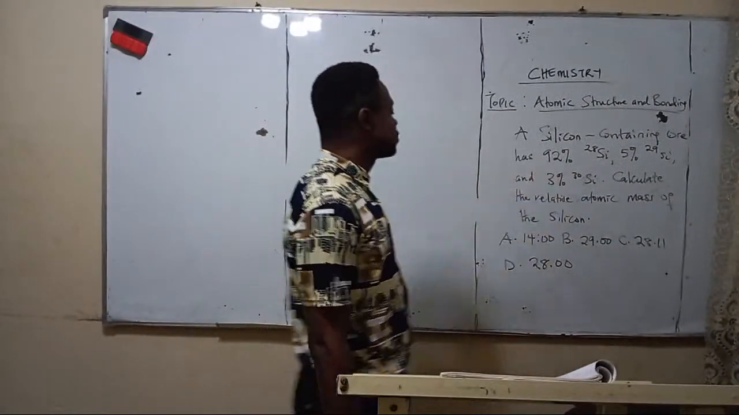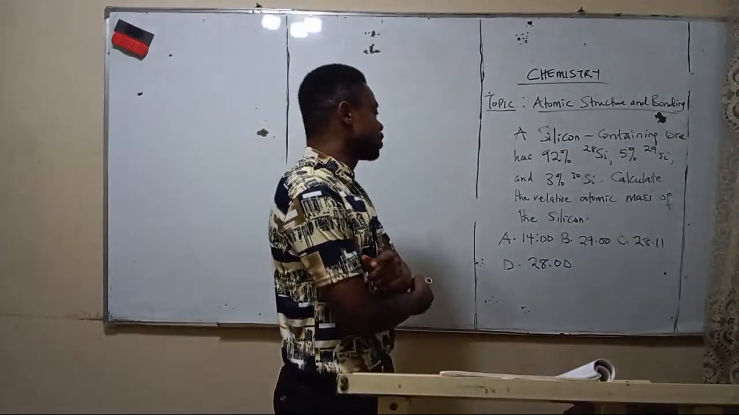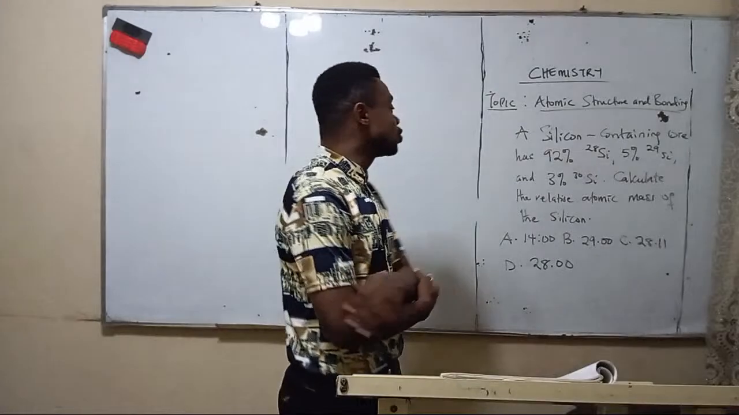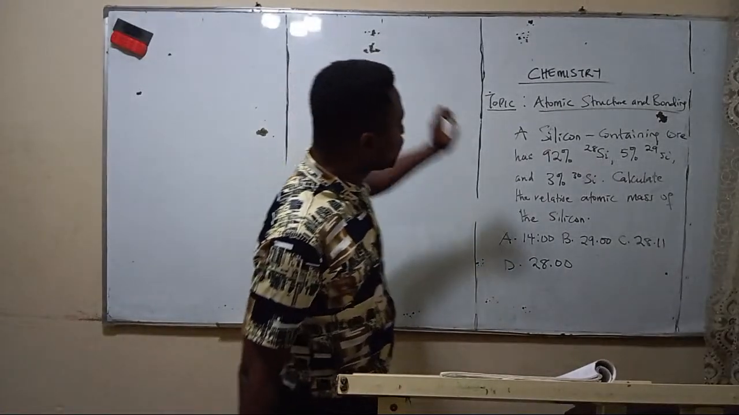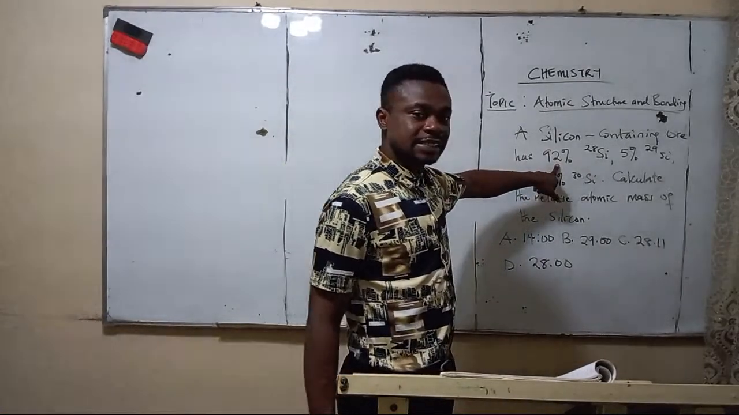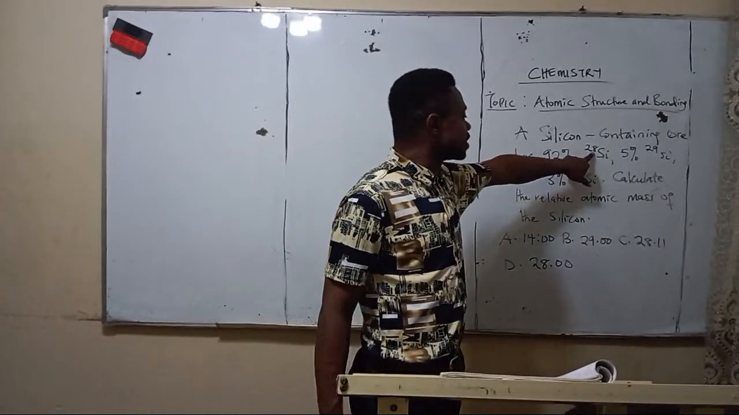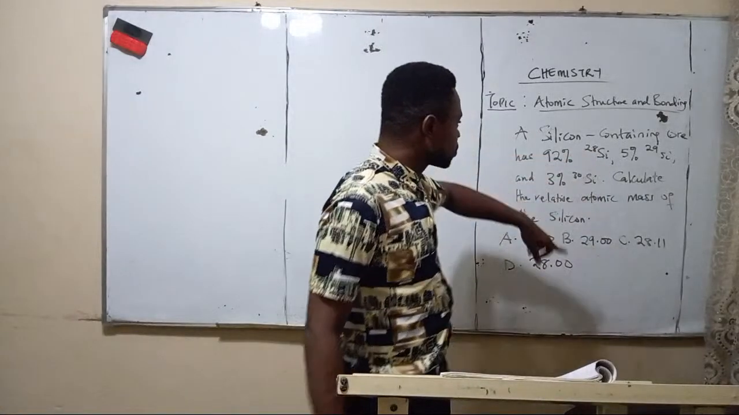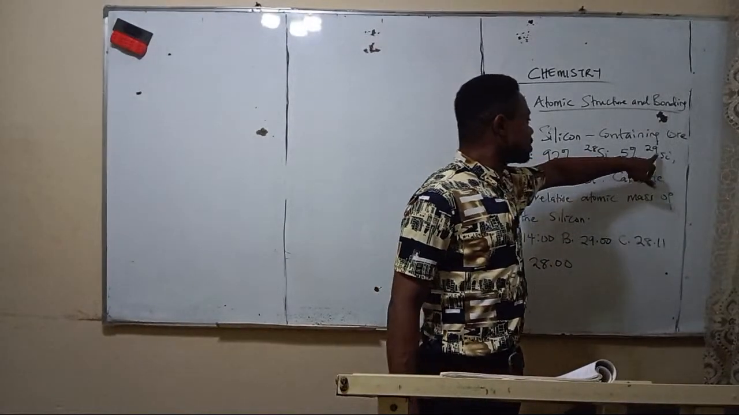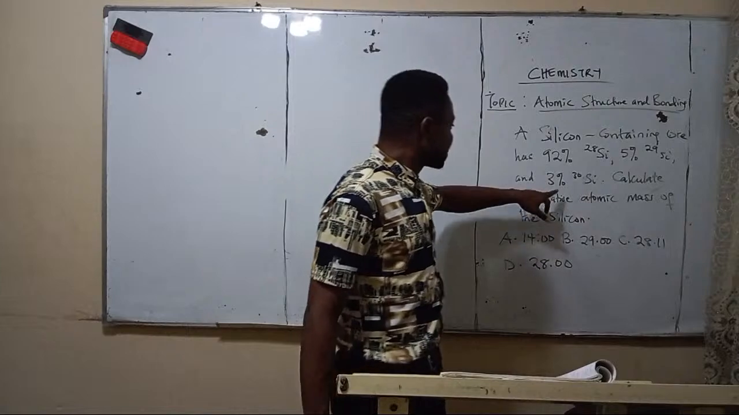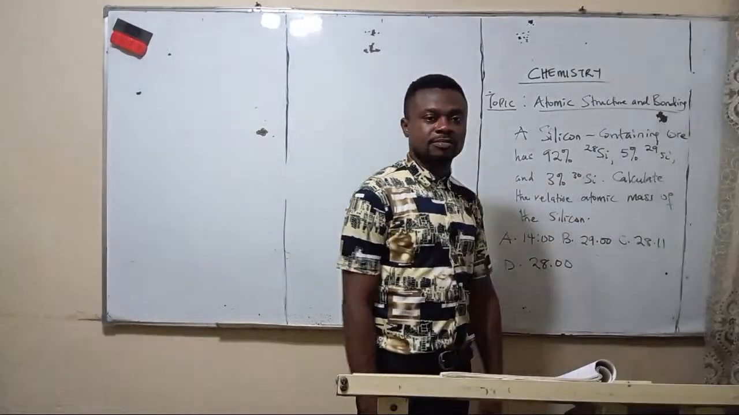Now let's look at this question. To be able to calculate the relative atomic mass of silicon, what we need to do is this. This is 92%. We get 92% of this 28 plus 5% of this 29 plus 3% of this 30.